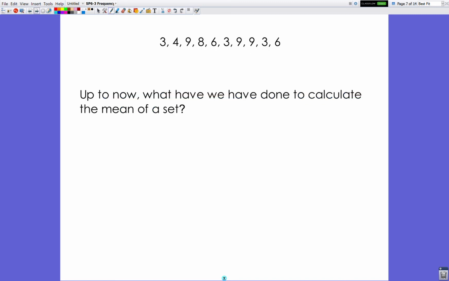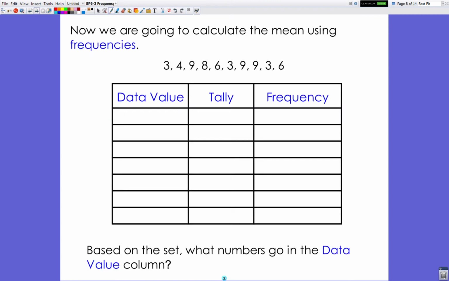Up to now, what have we been doing to calculate the mean of a data set? Well, we've been adding up all the numbers and then dividing by however many numbers are in our data set. But in this situation, we have 10 data points. It's going to be a very long addition problem that's going to go on for a really long time and take up a lot of space. So I want an alternative method that could help me save some of that time. And we can do that using our data table.